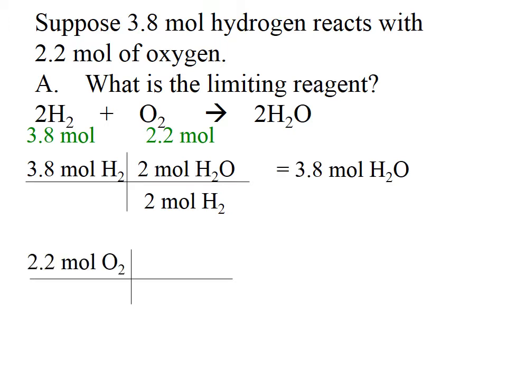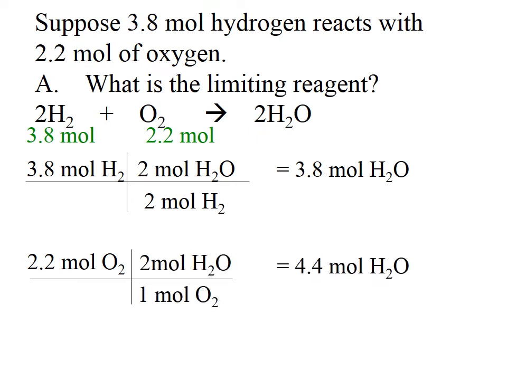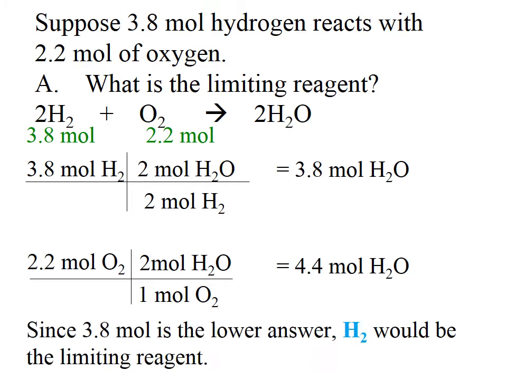We do the same thing for oxygen. 2.2 moles. We look at the ratio of a 2 to 1. 2 moles of water requires 1 mole of oxygen. So that gives us 4.4. So to identify our limiting reagent, we identify which one gives us the smallest amount of product. And since 3.8 is the smallest amount of product, then hydrogen would be our limiting reagent.